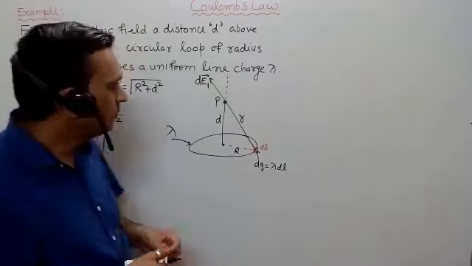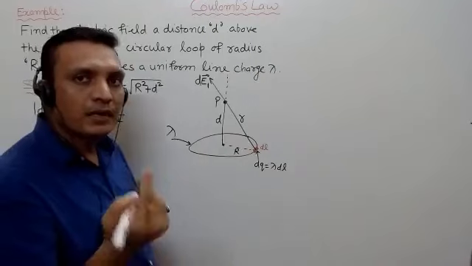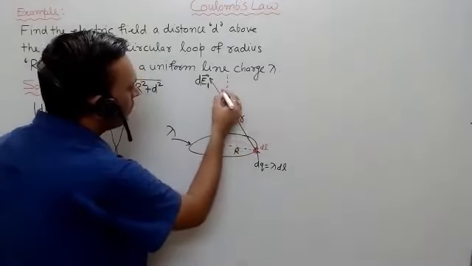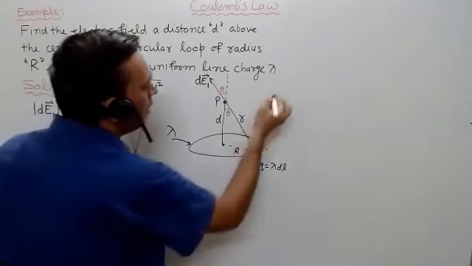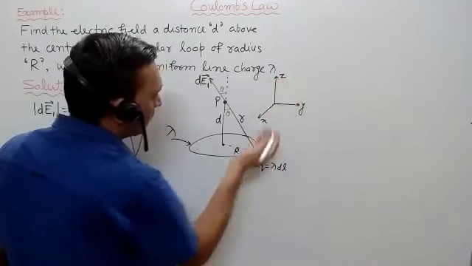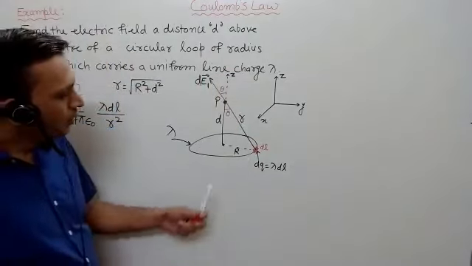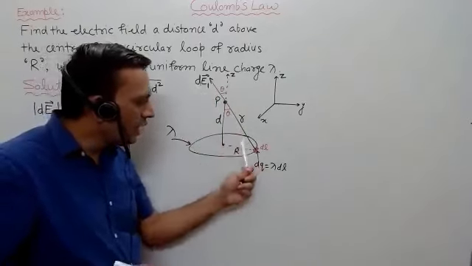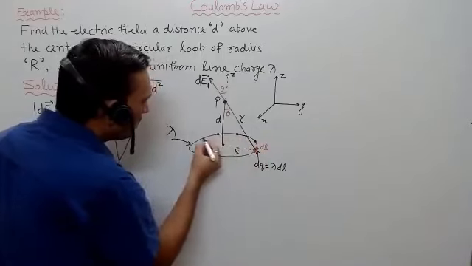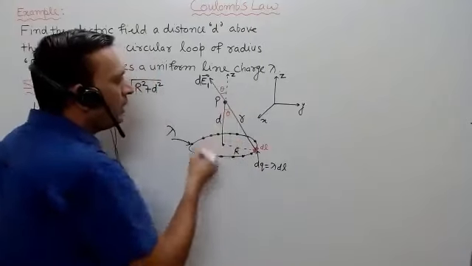Now for the resultant field, you have to consider all elemental charges over this ring, and then you have to find the resultant field. Assume this angle is theta. So this angle is also theta. And also assume that this loop is in the xy plane, and so this direction is the z direction. So field dE1 is because of the elemental length dl only. So you have to consider all elemental lengths over this wire, because it's a continuous path.